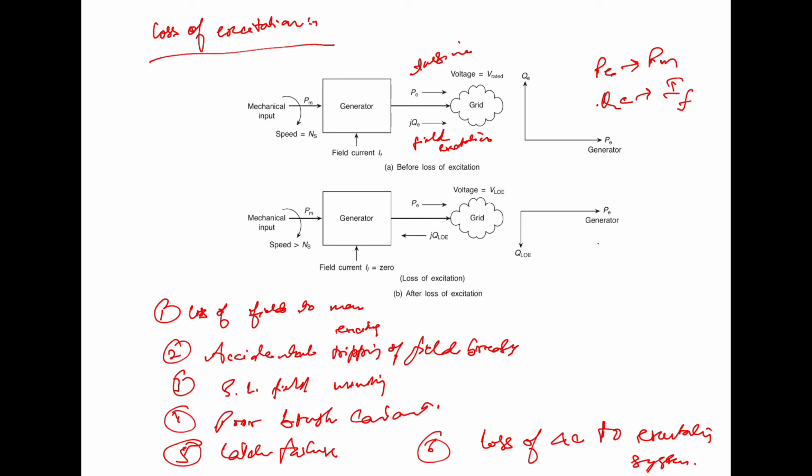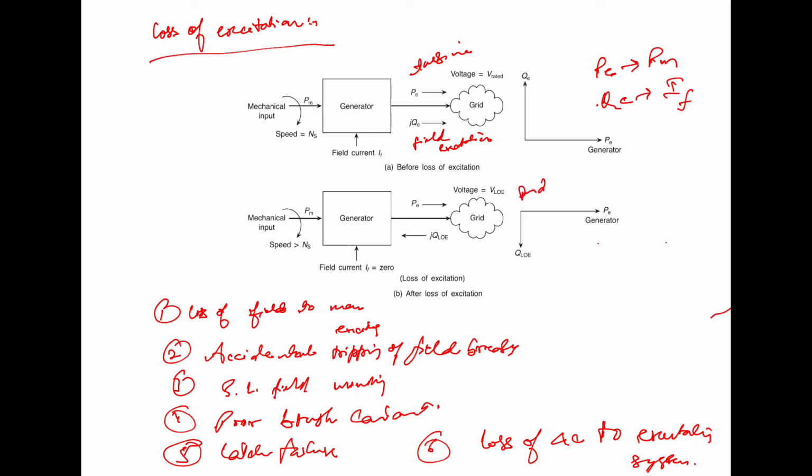Now consider that the field excitation is lost. Let us suppose what happens: the field excitation is lost while the mechanical input remains intact. Since the generator is already synchronized to the grid, it would make an attempt to stay synchronized with the grid by running as an induction generator.